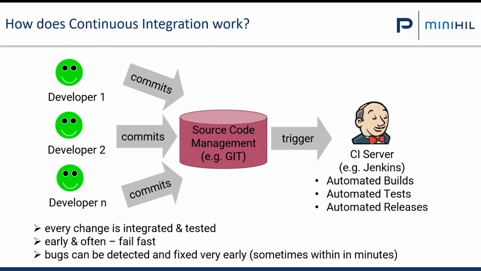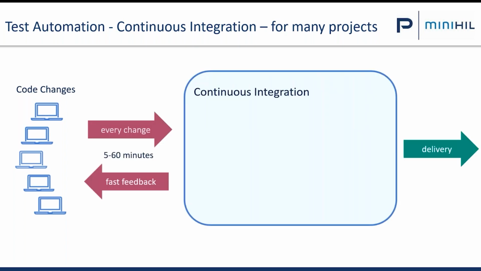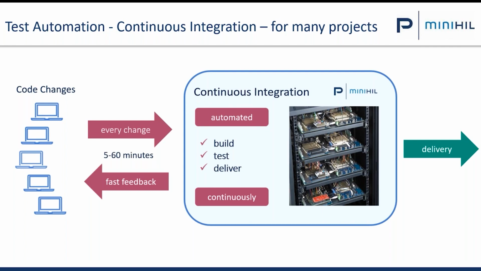The problem is, in order to automate the tests, we need automatable tests, which is easy to do in software, not so easy to do with hardware in the loop. Let's have a look at the setup for continuous integration with the miniHIL. We have a special situation because we have a hardware in the loop. So every code change goes to the continuous integration, as we've seen before. The software and the test system is built automated, is executed automated, and is delivered.